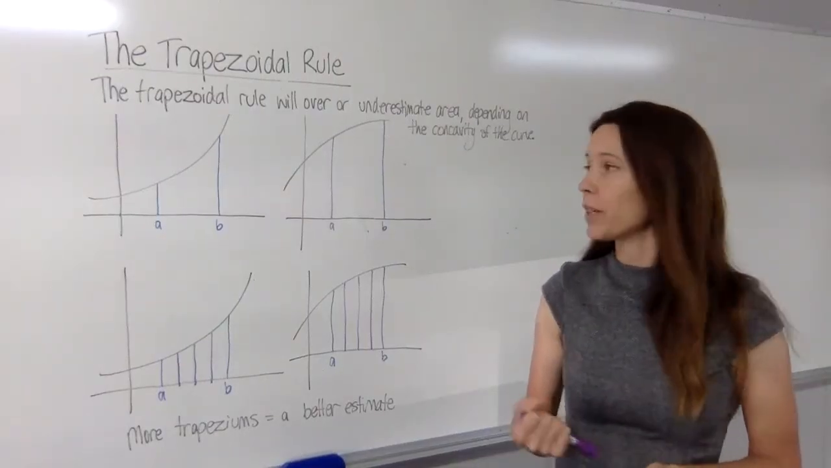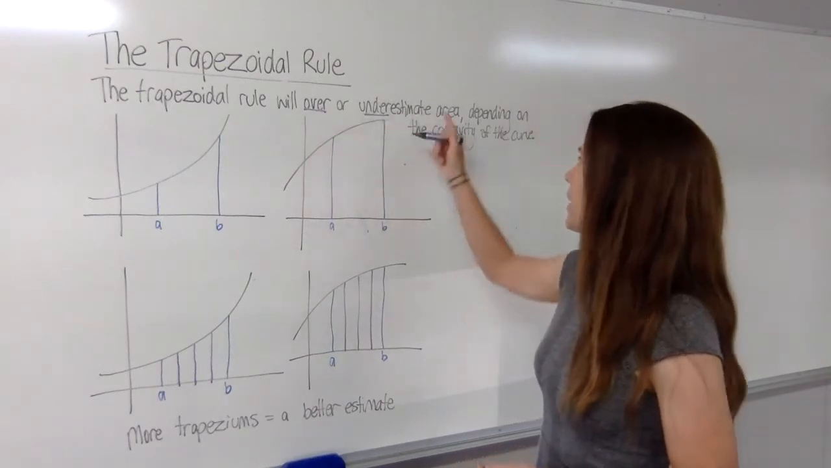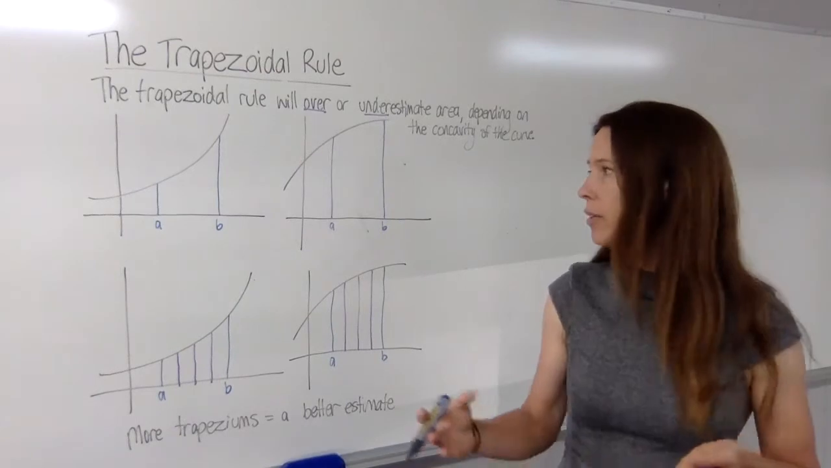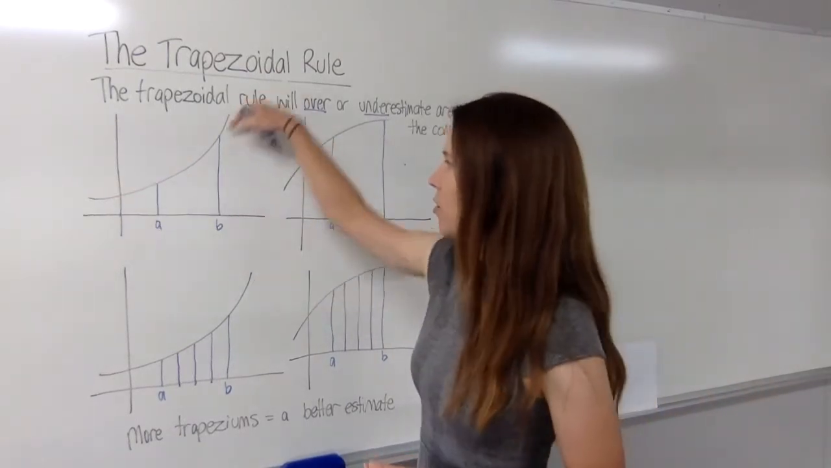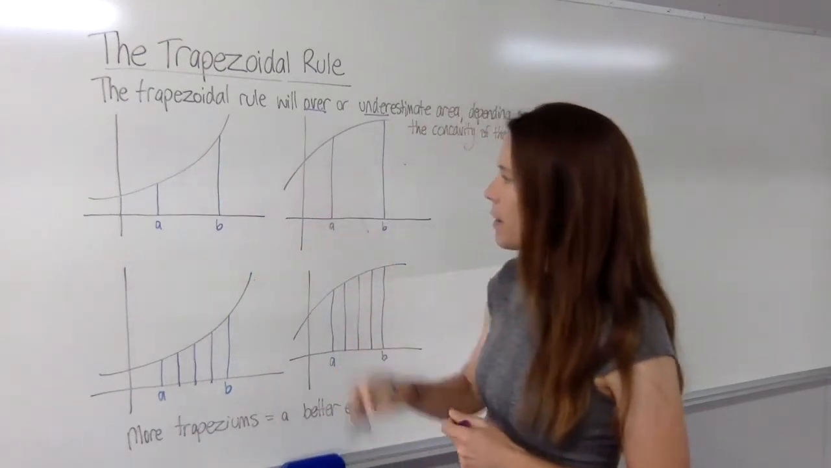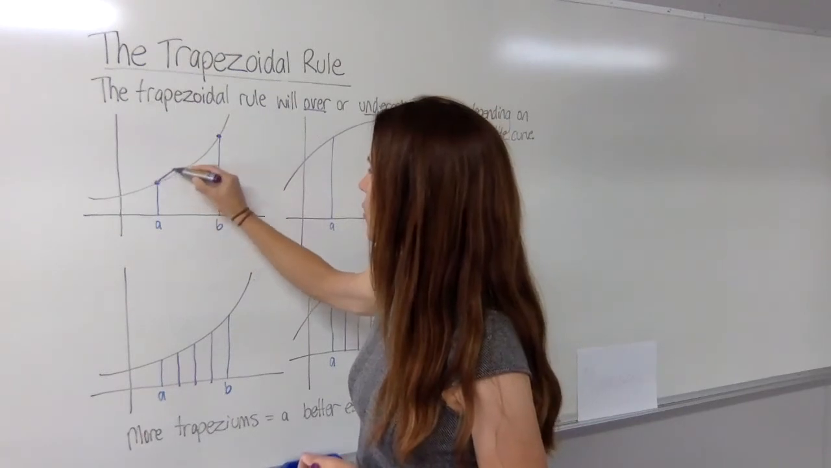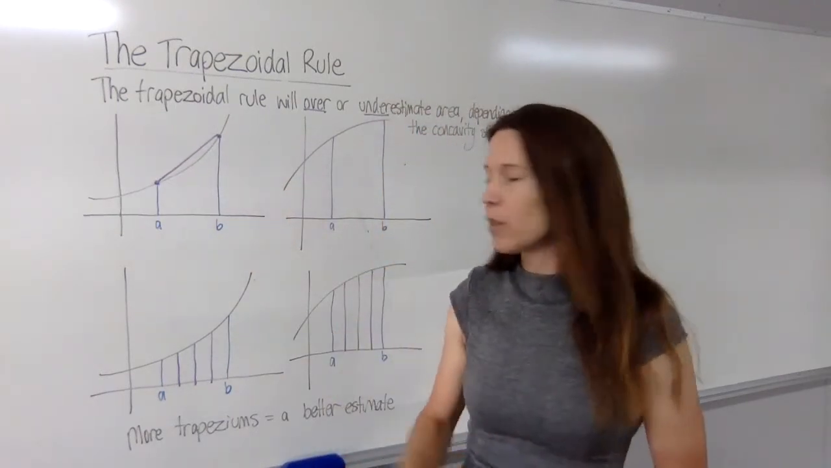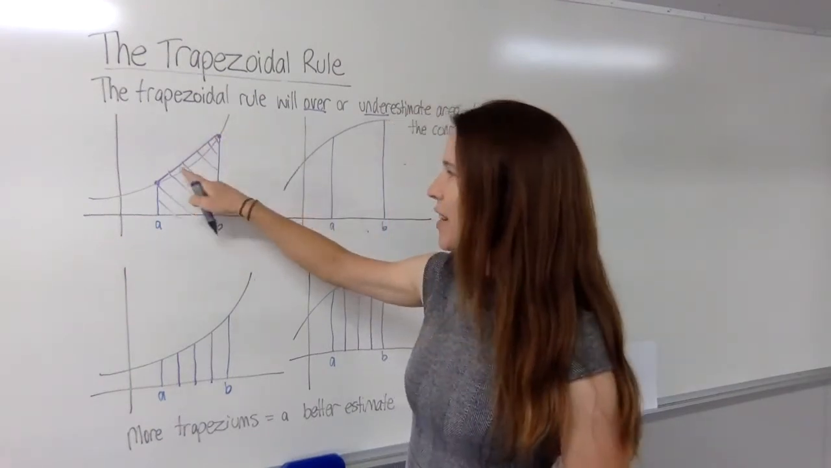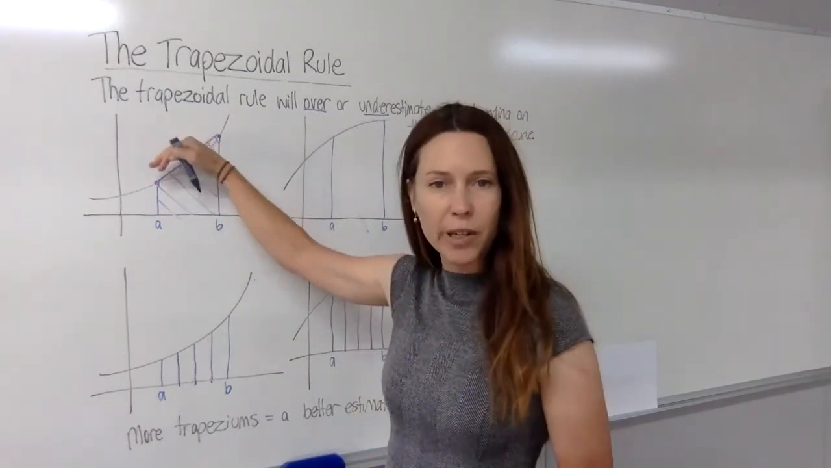Now, a really important point to note is that the trapezoidal rule will either over or underestimate the area under a curve, depending on the concavity of the curve. So let's think about this. Here we've got one that's concave up and one that's concave down, between two bounds, A and B. If we actually make this into a trapezium, from this point to this point, we would need to draw a straight line. And so now we've got a trapezium that, if we find the area of this purple section, it will be slightly bigger than the area under the curve. So it won't quite be right. It will be an overestimate.